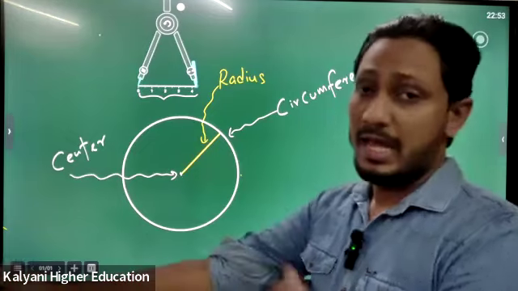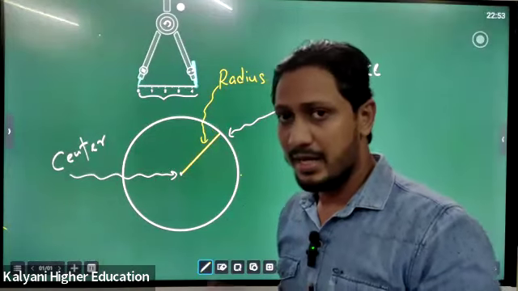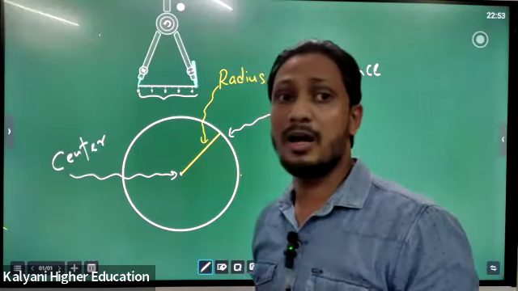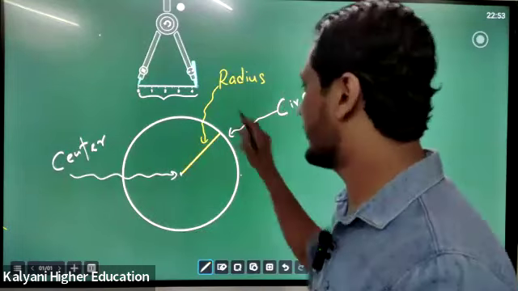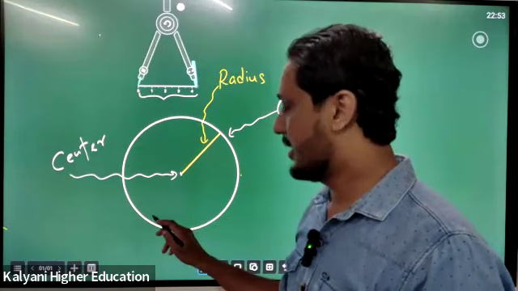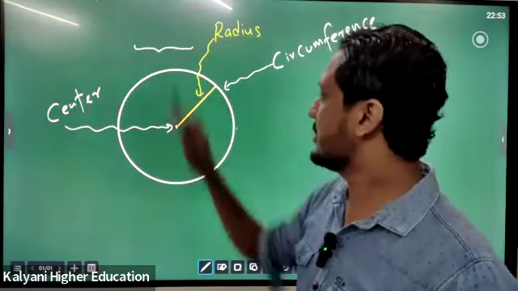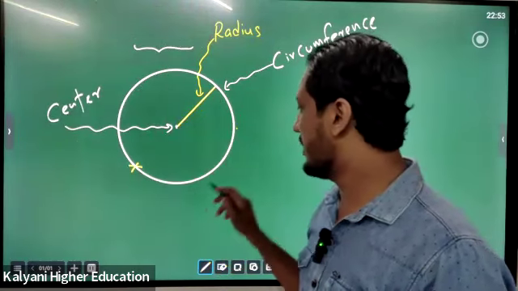Yes. It's radius. Then any 2 points on the circumference. Let's say this is the circumference. I can mark any 2 points. For example, I'll mark this point, and I'll mark this point.